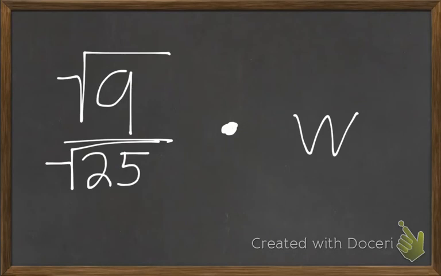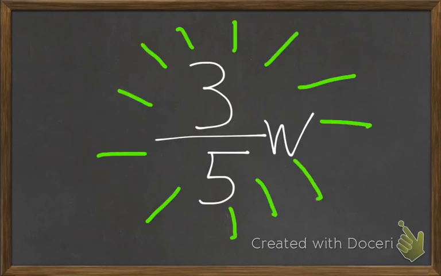To simplify, the radical and the exponent 2 simply cancel each other out. 9 is also a perfect square, as it is 3 times 3, so we can simplify that down to 3. Additionally, the square root of 25 is 5.